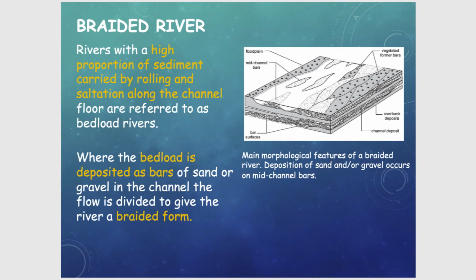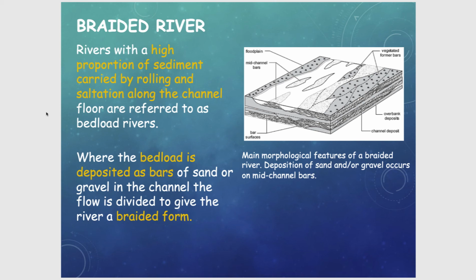Other things, braided rivers usually have a high proportion of sediment that is carried by rolling and saltation along the channel. I've already mentioned that. So you have essentially the floor of the channel that is collecting the majority of the coarser fraction. So these are commonly the placer deposits, and many times you find this massive accumulation of heavy minerals in those locations.